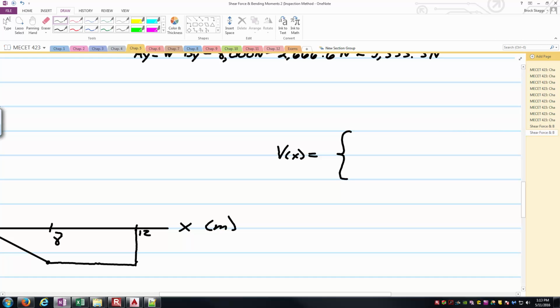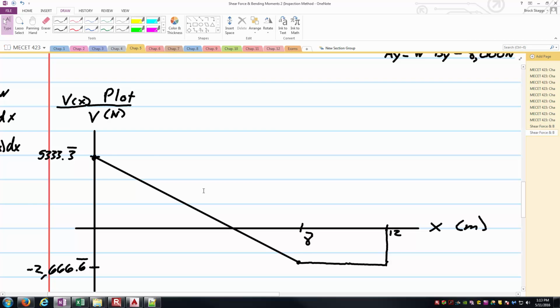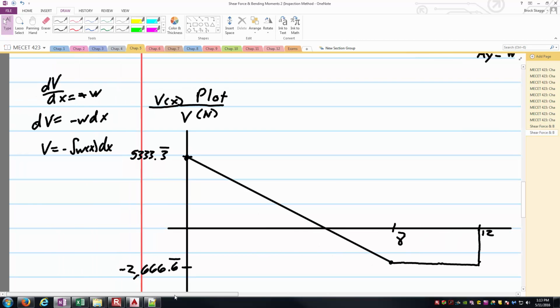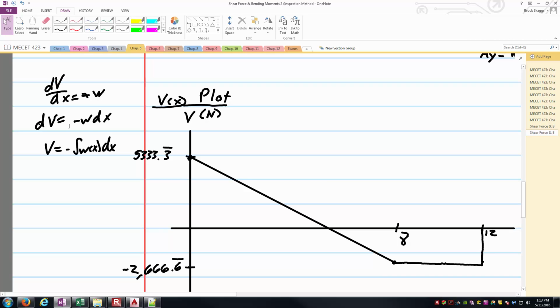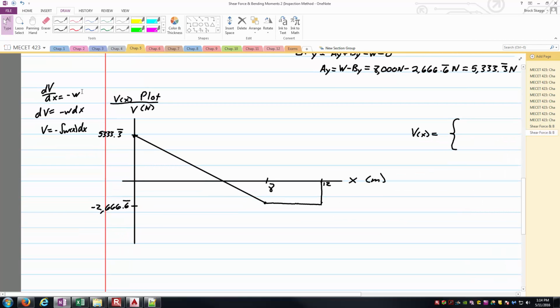And so here's my V of x over the first part of the beam. We've got to come up with the equation of this line. One thing that'll help us are these mathematical relationships: dV/dx is equal to negative w here. Basically, the slope at any given point on the shear diagram is equal to the opposite of the magnitude at that point of the distributed load.